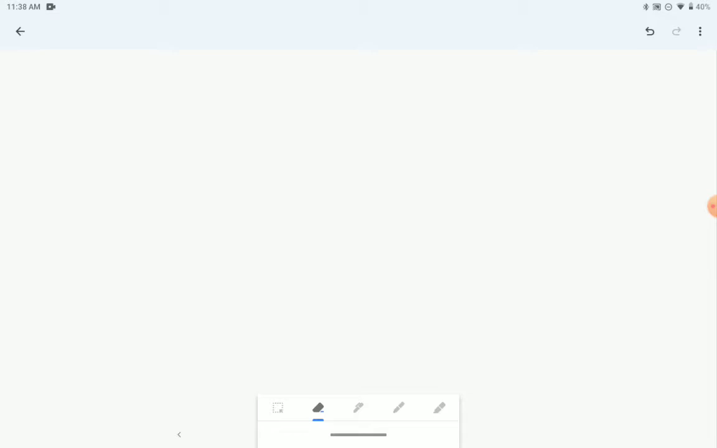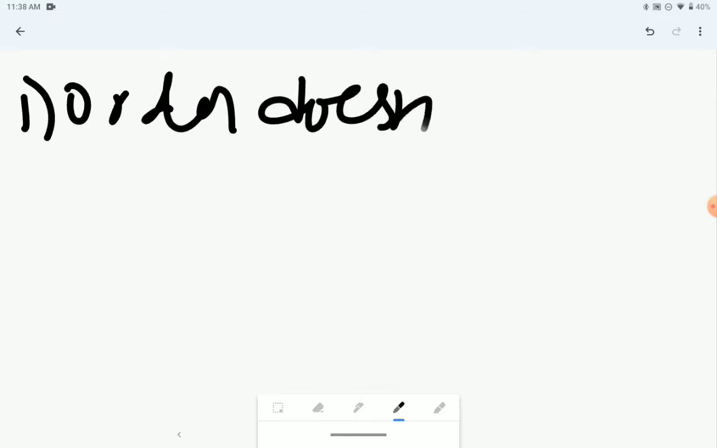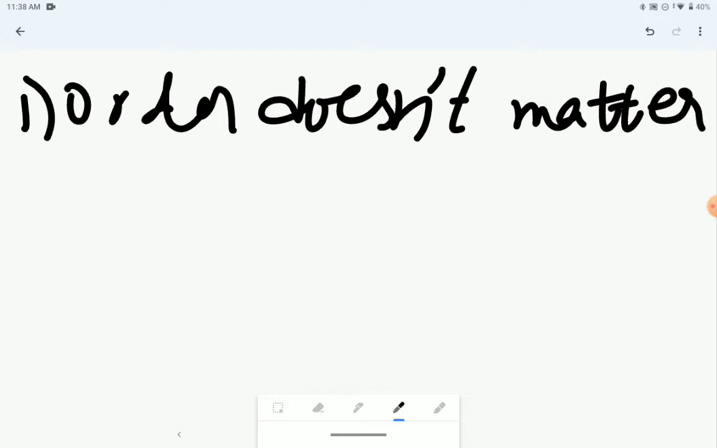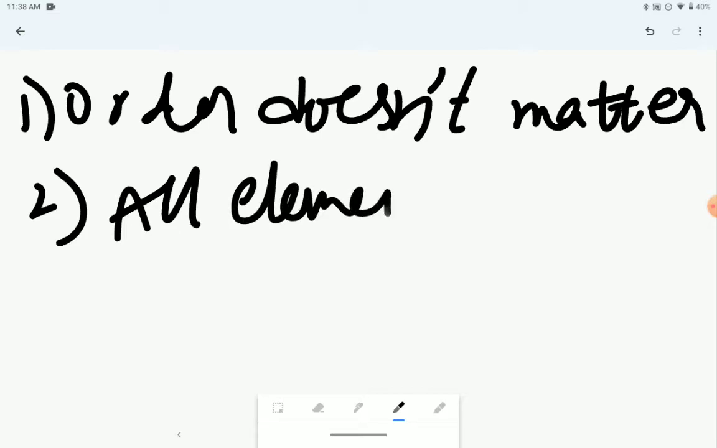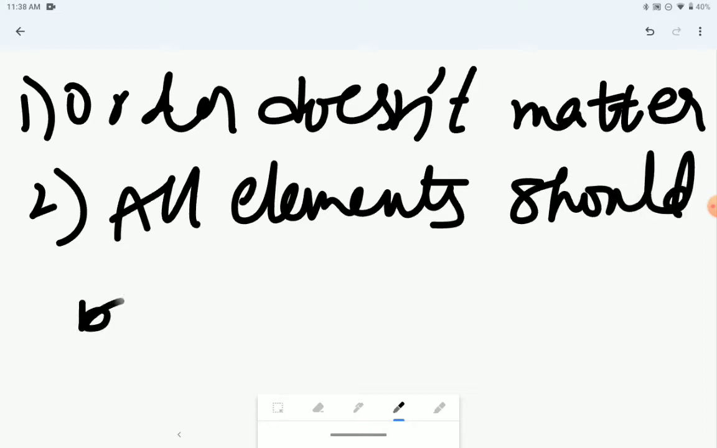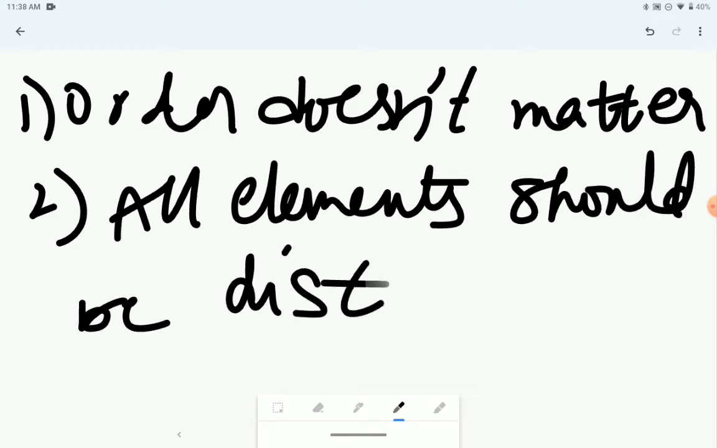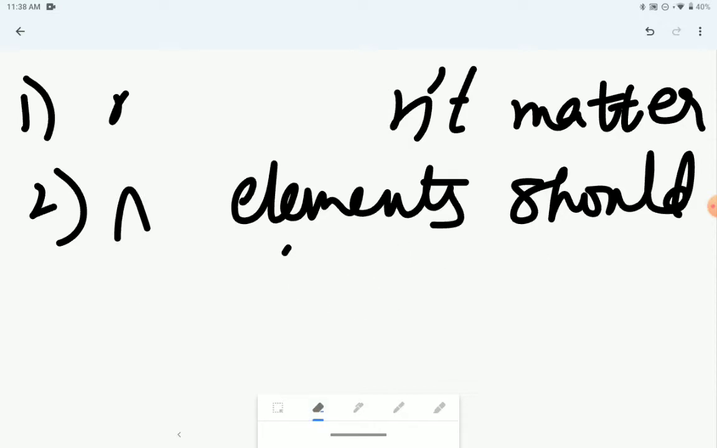Now let us learn about some examples of roster form. Also we will be discussing two properties of roster form. First one, in roster form, order does not matter. Also, all elements present in roster form should be distinct. Distinct means different, unique. So these are the two properties of roster form.